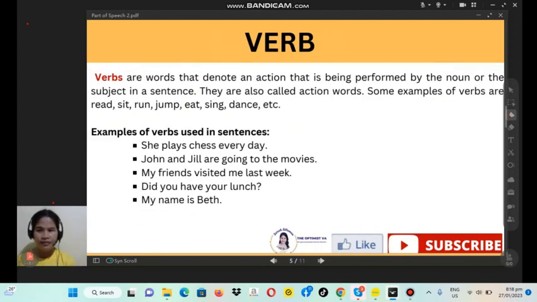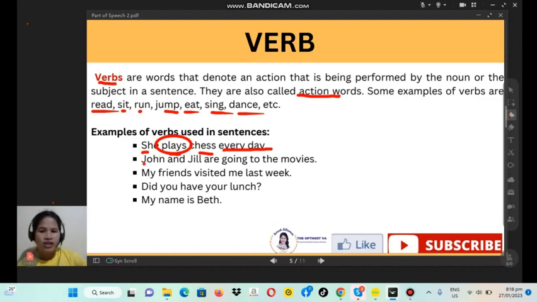Next, verbs. Verbs are used to denote an action that is being performed by a noun or the subject in the sentence. So they are the action words. Some examples of verbs: read, sit, run, jump, eat, sing, and dance. Examples of verbs used in sentences: she plays chess every day. So plays here is our verb. This is a singular form of the verb since there is only one subject.